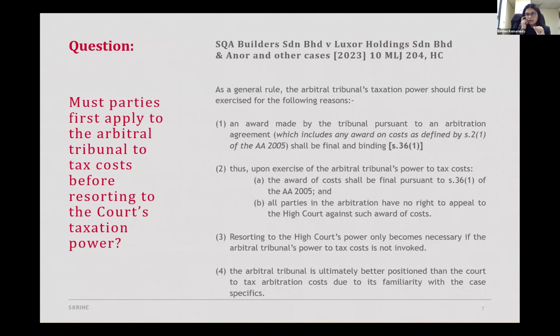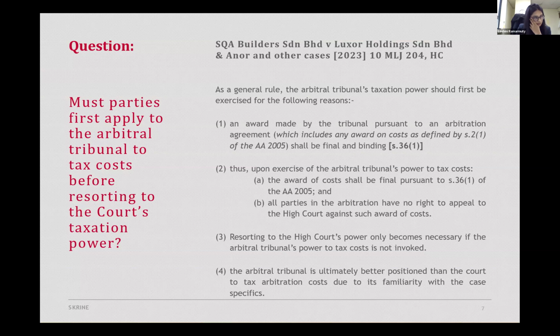Firstly, because the arbitral award made by the tribunal is binding, and this would also include the award on costs. And once the tribunal decides on costs, the parties have no right to appeal to the High Court against that particular award. Secondly, if the tribunal's taxation power is not invoked, the court's taxation power has to be resorted to, and the court emphasized that the court's taxation power is not an optimal use of the limited judicial resources.